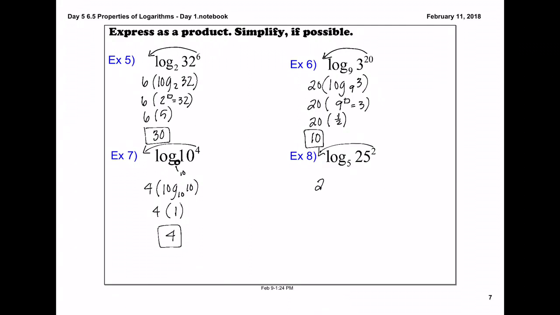Power property says bring that 2 down in front. Right now I'm looking at log with a base 25 of 5. I ask myself, 5 to what power is equal to 25? 5 squared is 25. 2 times 2 is 4. So you now need to memorize these 3 new properties.